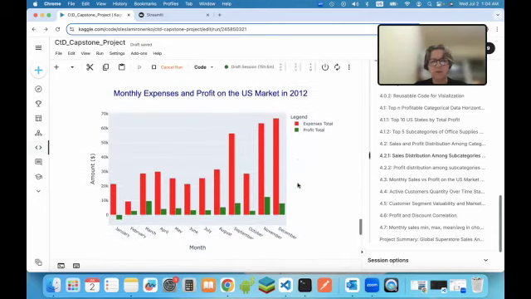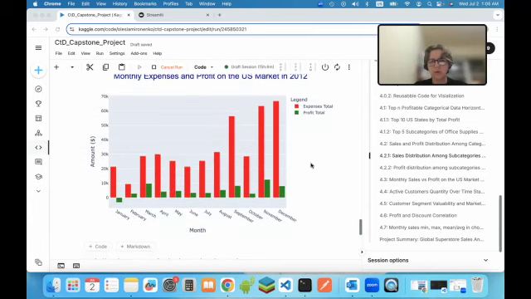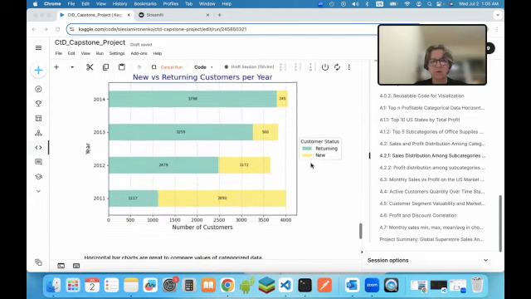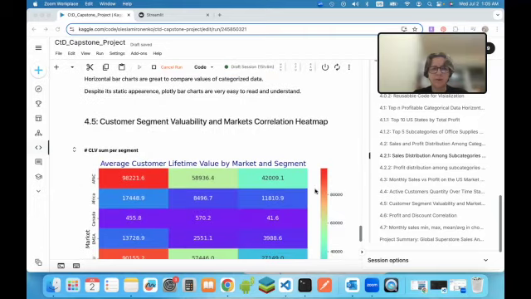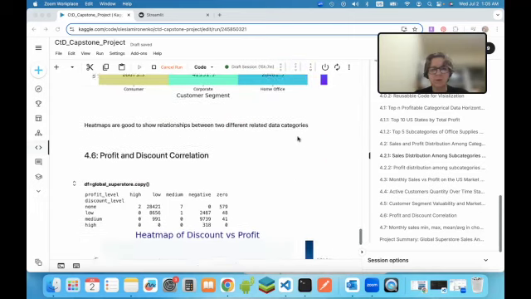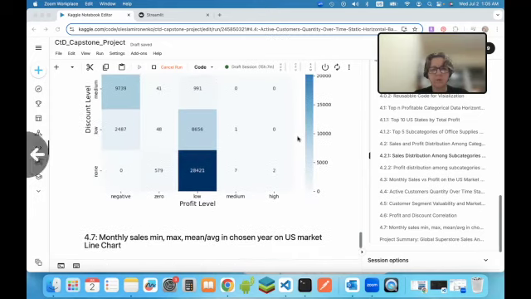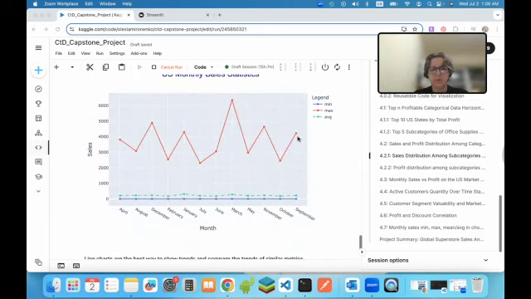Here's the comparison, expenses versus profit. Here are the customers starting from 2011. Customer segment valuability and market correlation heat map. Profit and discount correlation. Monthly sales statistics.